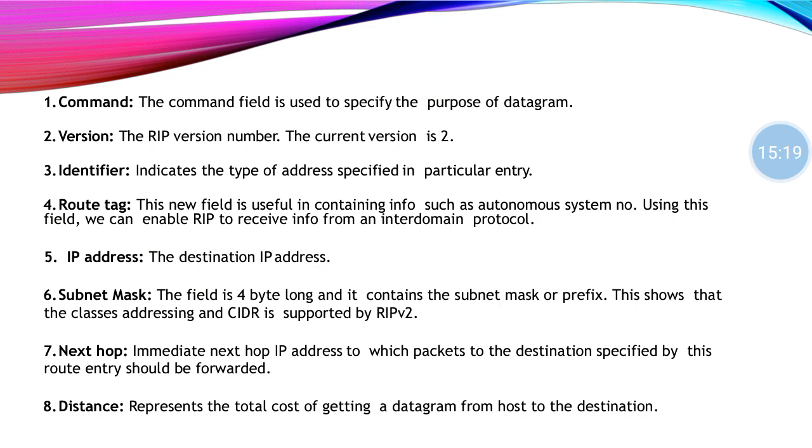And distance represents again the total cost of getting a packet from host to destination. For example, we need to go from A to C, but the cost of A to B is 2 and the cost of B to C is again 2. So the total distance from A to C is 4.